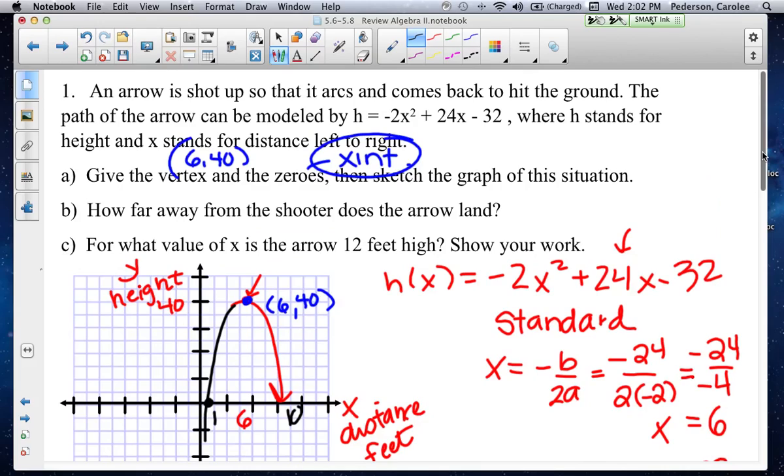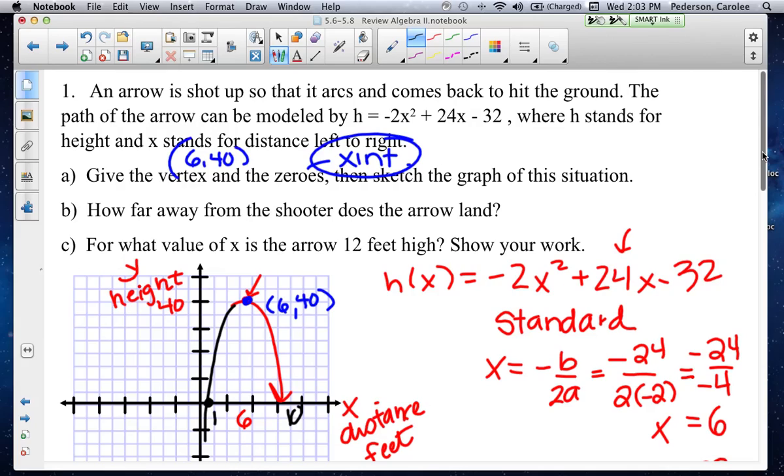It asks us to say how far away from the shooter does the arrow land? Is the shooter at 0, 0? Should be at 0, 0. And then what value of x is the arrow 12 feet high? So that one you can just evaluate it. You could plug in 12 for h and then solve it.